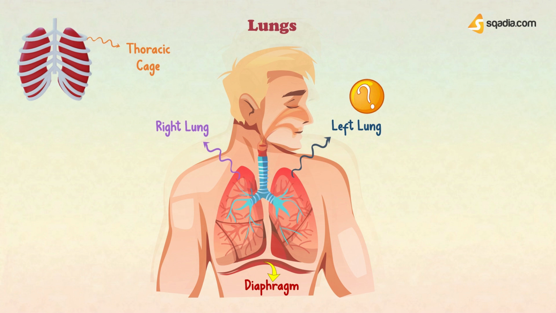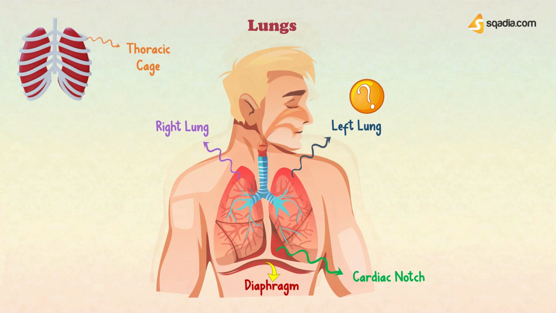But why is that so? What can be the possible reason? Well, the left lung is smaller in size, giving room to the heart on the left side. This space is called the cardiac notch, where the heart fits in.